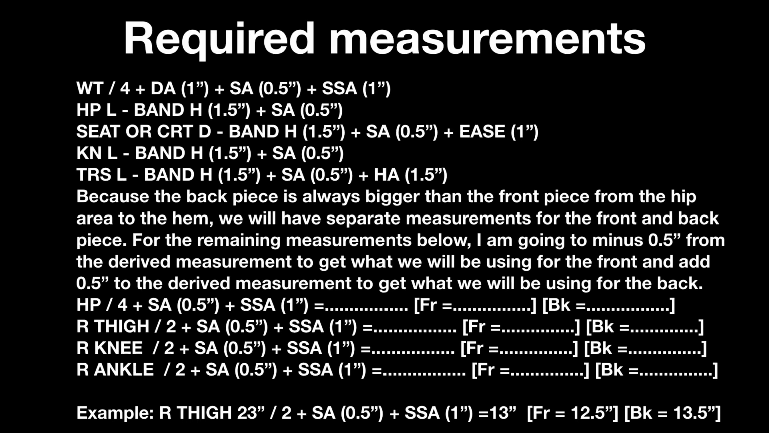So to get the front, I'm going to minus 0.5 inch from 13 inches. That will give me 12.5. While to get the back, I'm going to add 0.5 inch to 13 inches. So my back will be 13.5 inches.